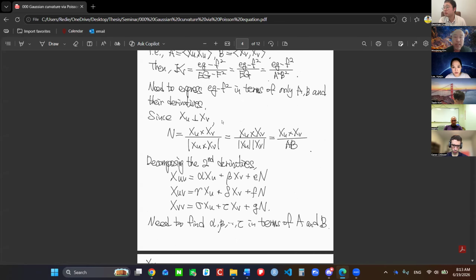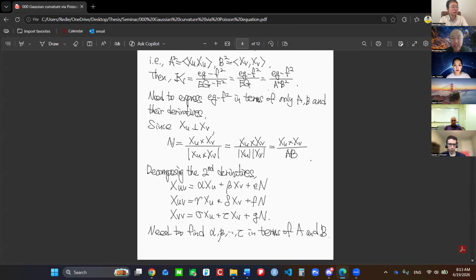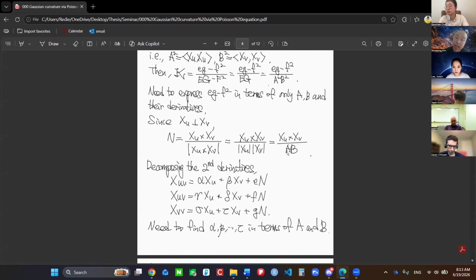Since these are orthogonal to each other, the unit normal vector, so xu and xv, is literally perpendicular, orthogonal to each other. So the denominator means the area of the parallelogram, which means it's just a rectangle. So it's going to be just multiplication, a times b.